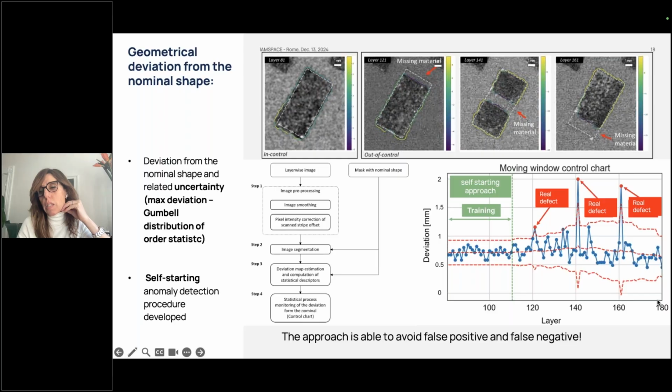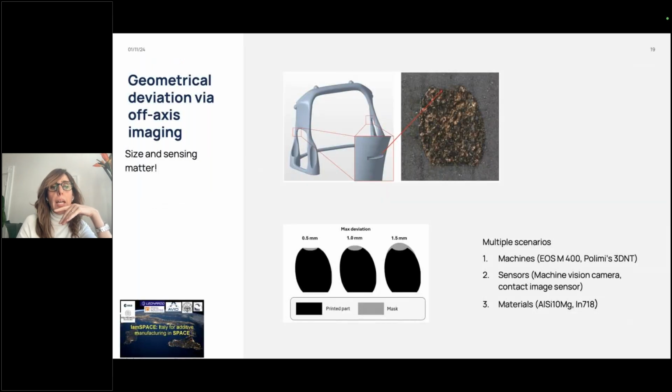So this control chart is basically showing how I can detect a problem, and what is changing on X is the layer. So instead of time instants that are the sequential parts produced, these are time instants that represent the sequential layers that I'm producing in this layer-wise production of one part.